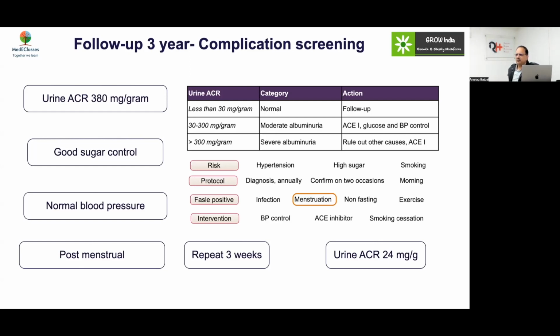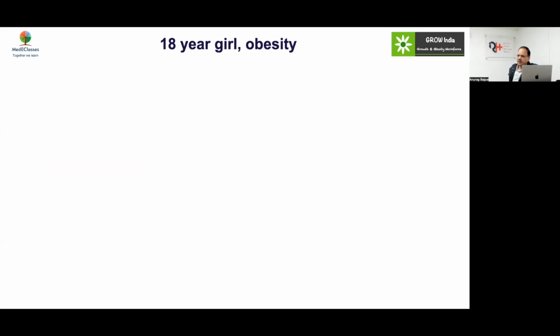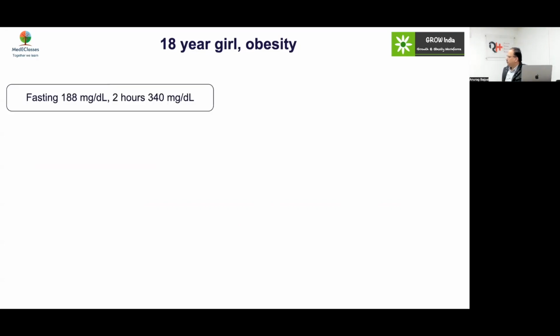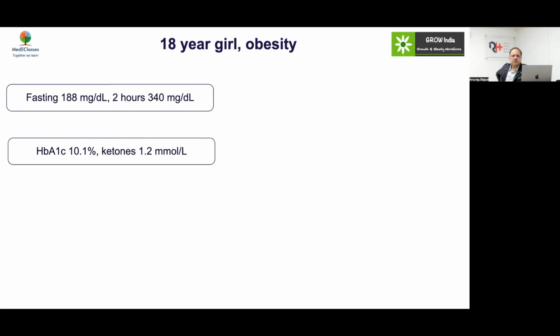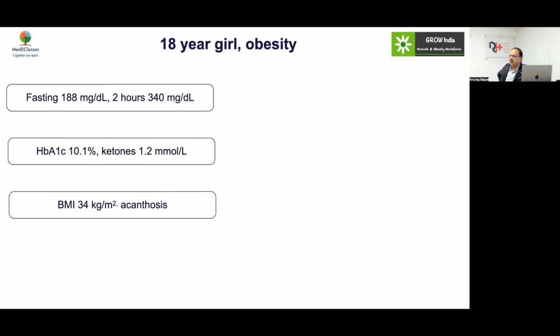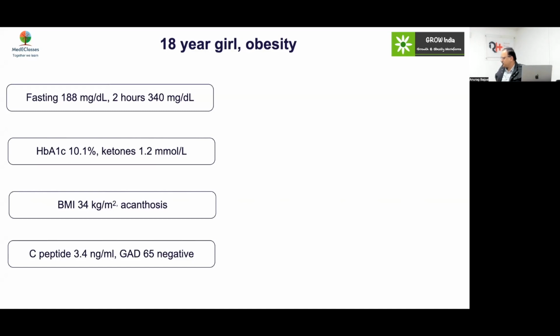Why would she have nephropathy right away? So think of other things. 18-year-old girl with obesity, fasting 188, 2 hours 340. HbA1c is 10.1, ketone 1.2. There is obesity, there is acanthosis, C-peptide high, GAD negative. We have discussed this case.